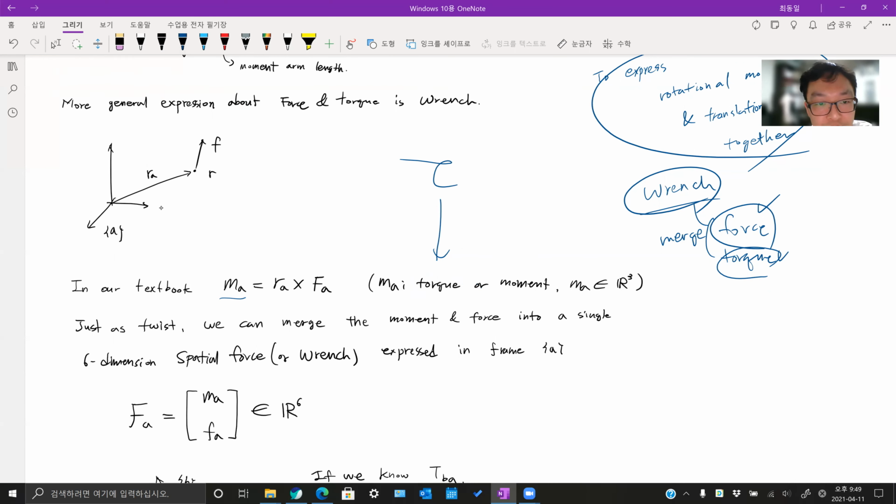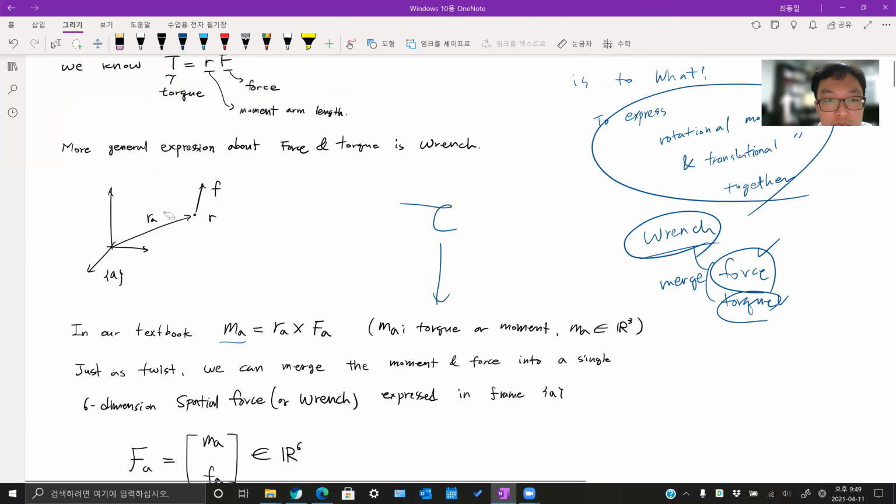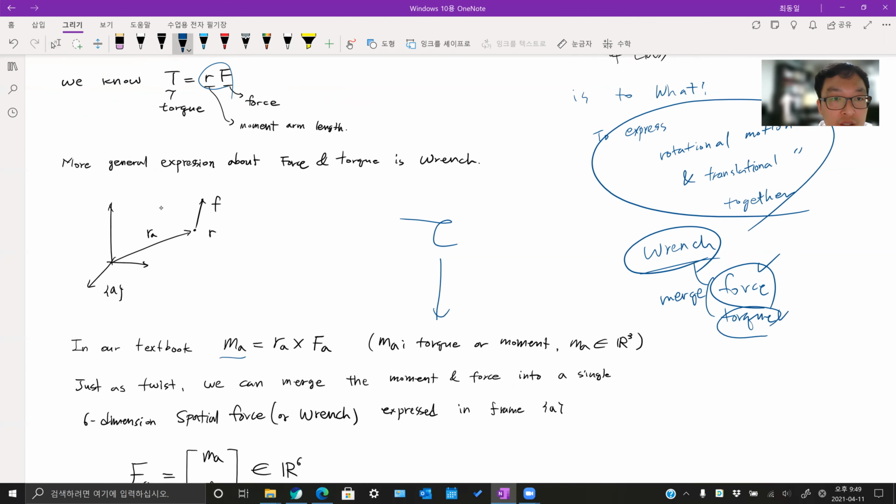So in the scalar value, we can simply write r multiplied by F, but a more strict expression is distance cross product force. So moment arm cross product force is the torque. There is moment, yes.